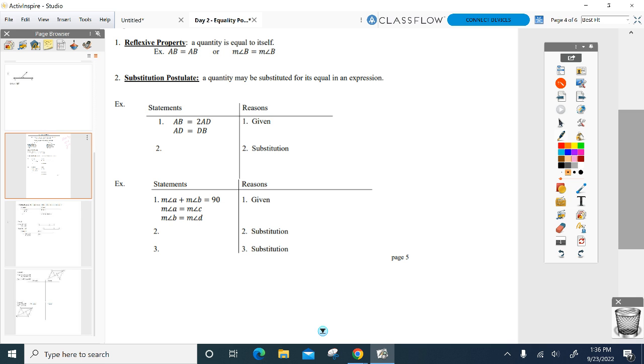That means AB equals AB, right? AB equals AD. Then AD equals DB. Yeah, AD will equal DB. Yeah, that makes sense.